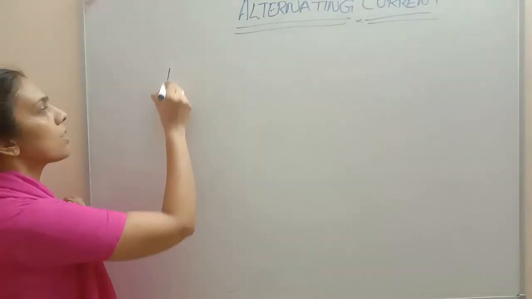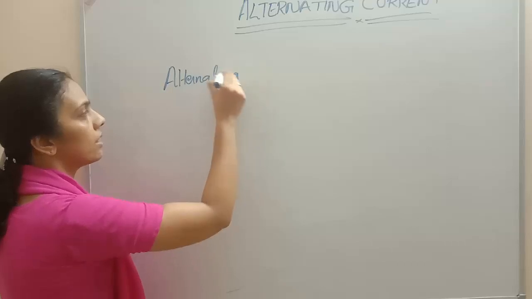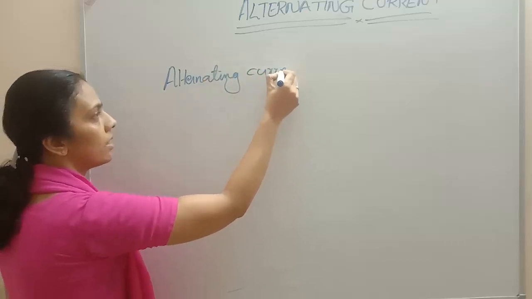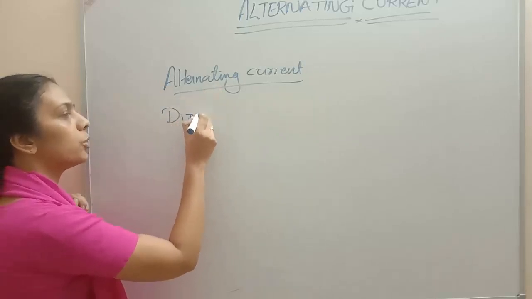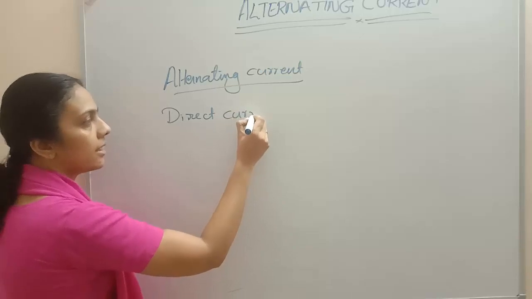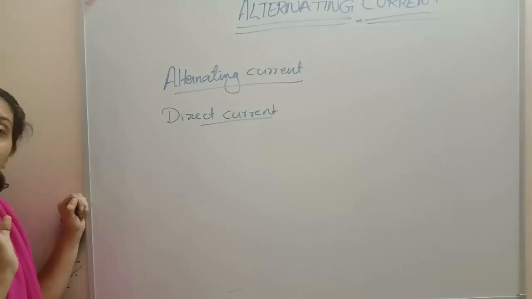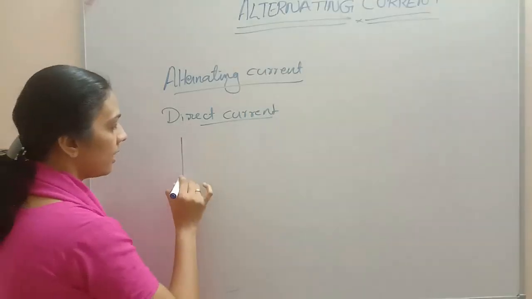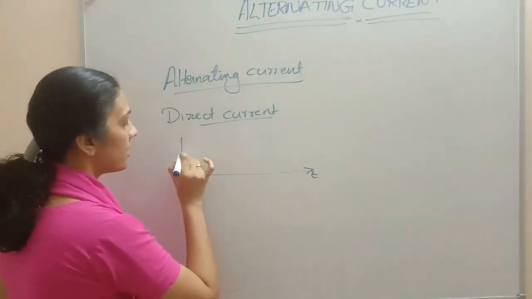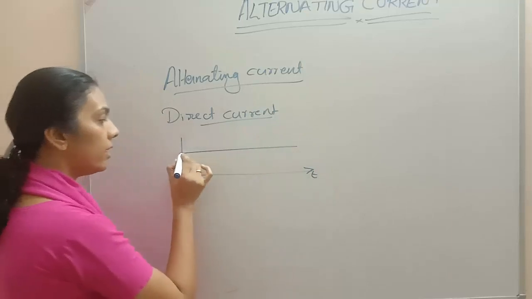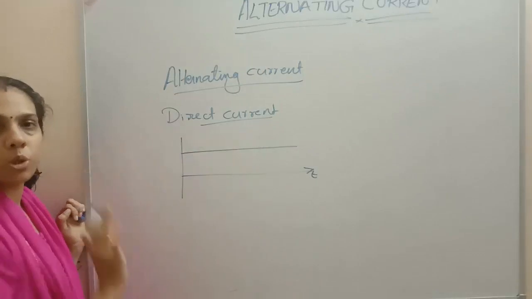Here, what is this alternating current? If you want to know about alternating current, first you need to know about the direct current. Direct current means current which is flowing in the same direction without changing its amplitude. See here, if I am representing it as a wave, this is the time graph and this is the amplitude. It will remain the same. Direction-wise it's the same and amplitude also will be the same.